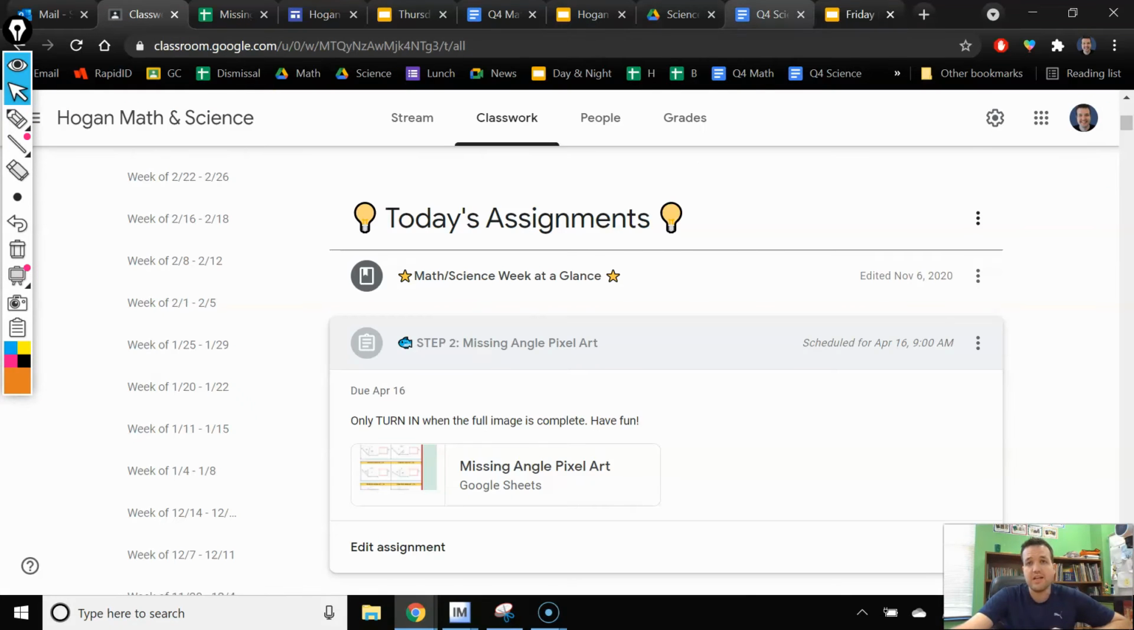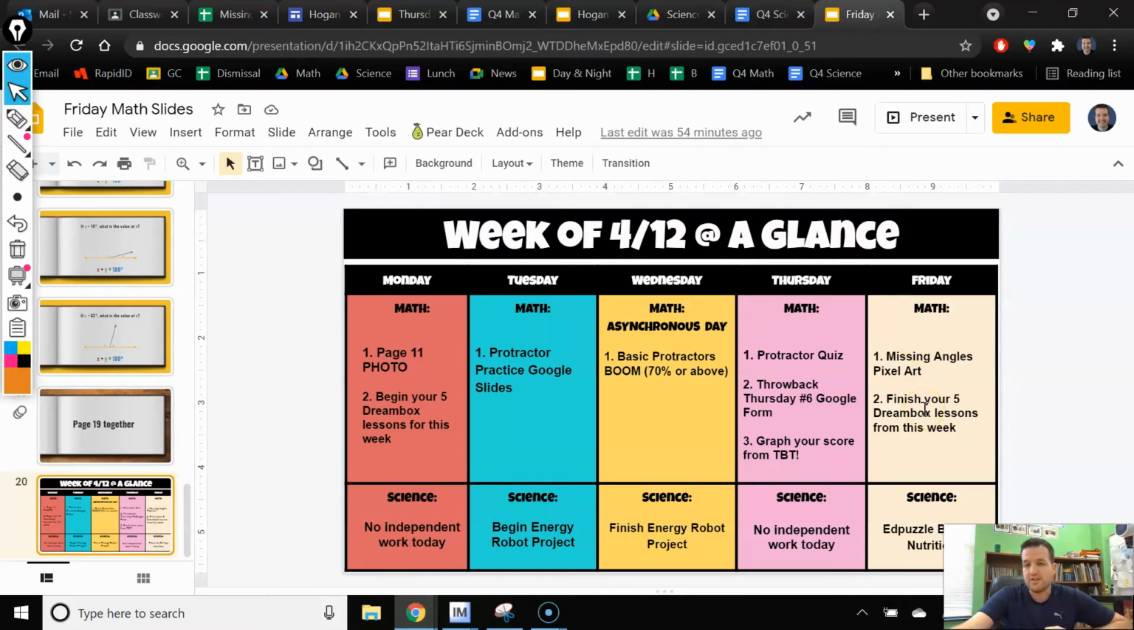And like I said before, if you're all done with your Dreambox, then you are good to go. Just double check that you have everything done, like page 11 from Monday, your practice Google Slides for the Protractor on Tuesday, that you got a 70% or above on the Boom Deck, that you've done your Protractor quiz from yesterday, your Throwback Thursday number 6. Did you graph your score from yesterday, some of you? Not so sure if you did. Then your pixel arts, and then your 5 Dreambox lessons. I know that's a lot, but that's an entire week of work. So make sure you're all good to go on that, so that when I return on Monday, I'm going to be like, yes, they did all their work. I'm so proud of them. Not the other way around.